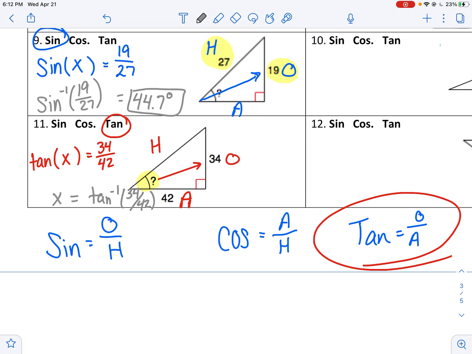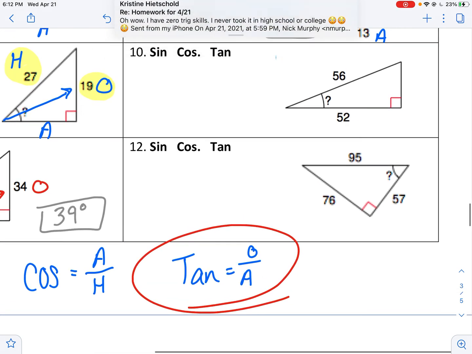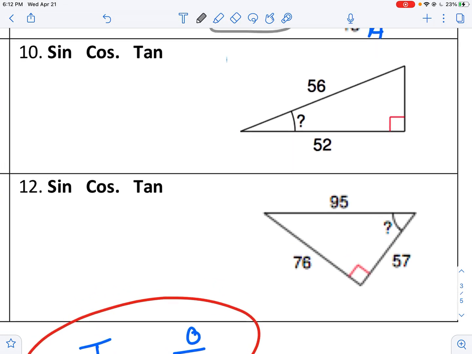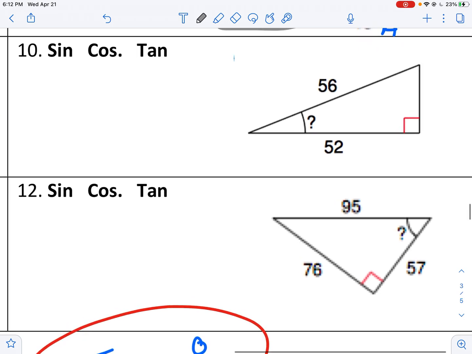And if I type that into my calculator, tangent inverse of 34 over 42, let me get rid of that highlighting, then I should get my final answer of 38.99, or I could just round that to 39 degrees. Take a couple minutes, see if you can get 10 and 12. Pause the video while you're doing that, unpause the video when you're done, and check your work.